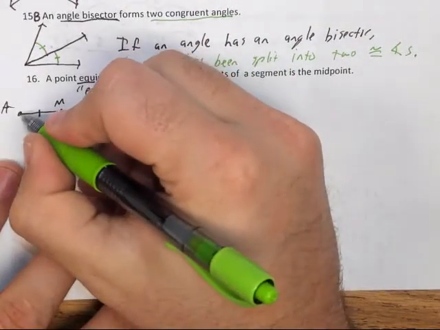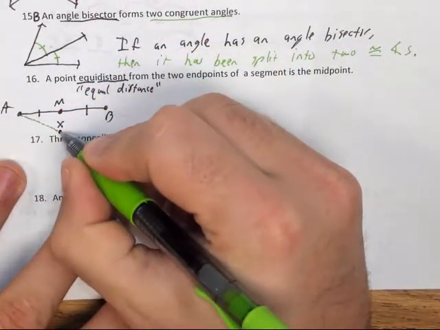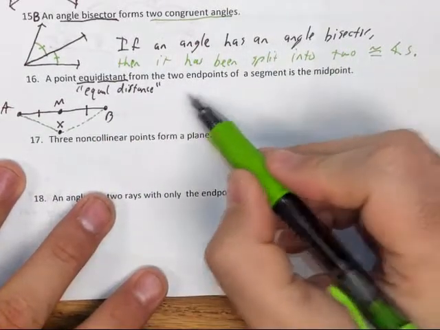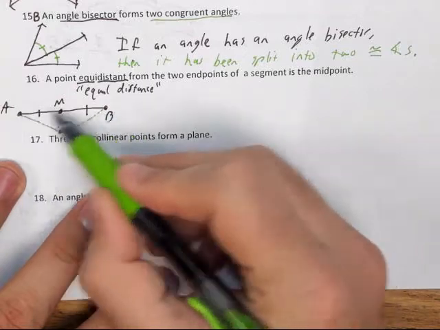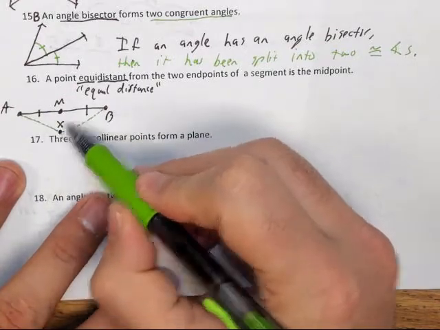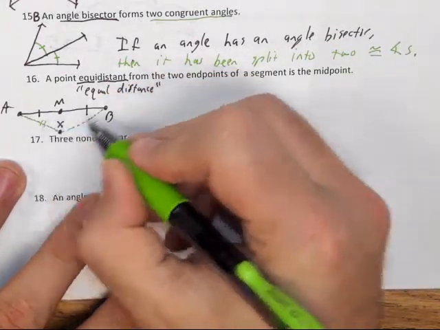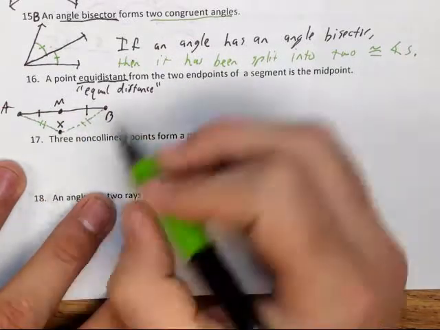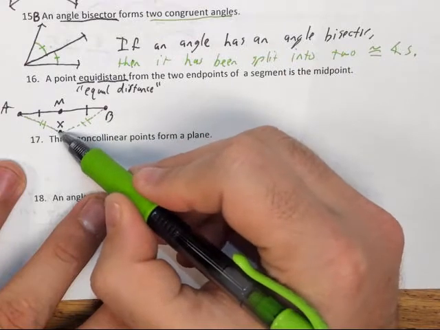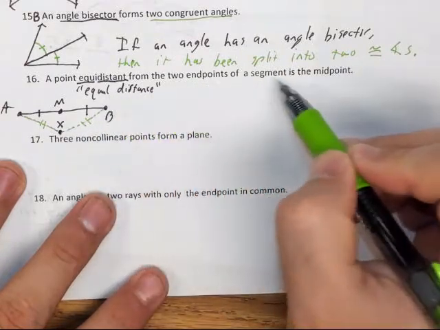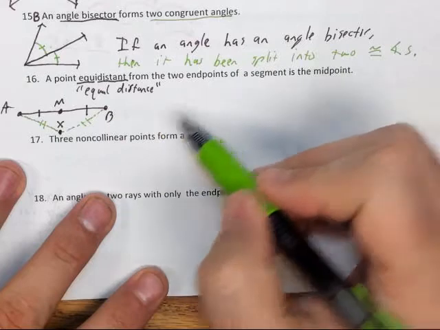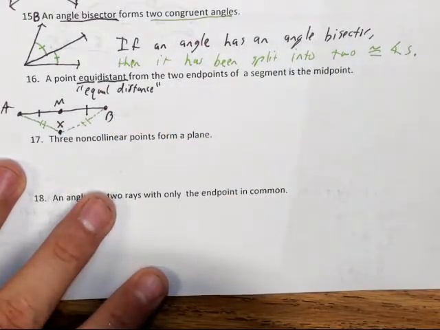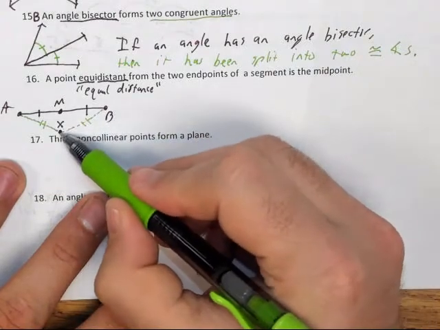Now, if I was to draw in these two segments, yes, I have two endpoints of a segment, A and B. I have another point that is equal distance from them. This section, AX, is congruent to XB. So technically, point X fits this entire hypothesis. There is a segment AB, and X is equal distance from them, so shouldn't X be the midpoint?